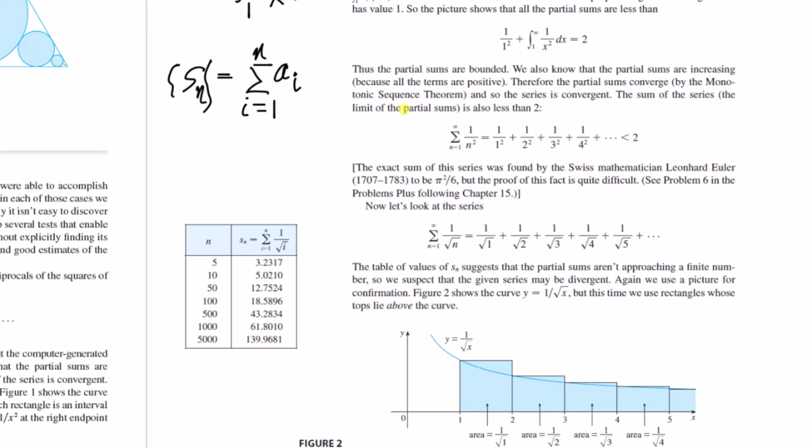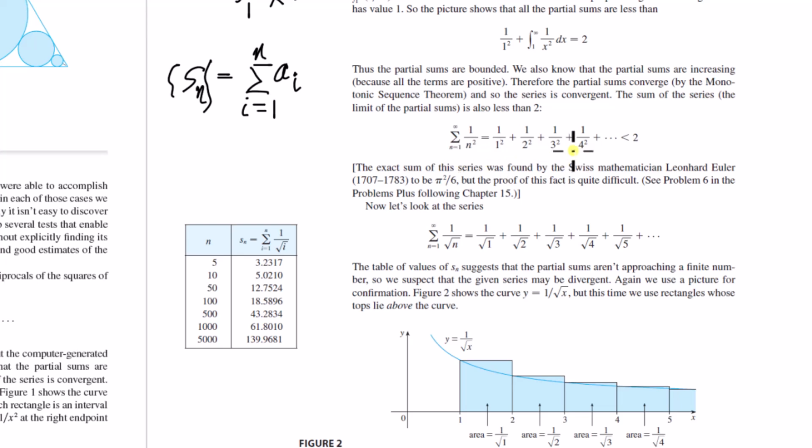Again, we haven't evaluated what S sub n is as an explicit function of n. We've just shown that the sequence S sub n is convergent. The sequence S sub n represents the series. The sum of the series, the limit of the partial sums, is also less than 2. It's definitely less than 2, but we don't know the actual limiting upper value, the answer to the series.